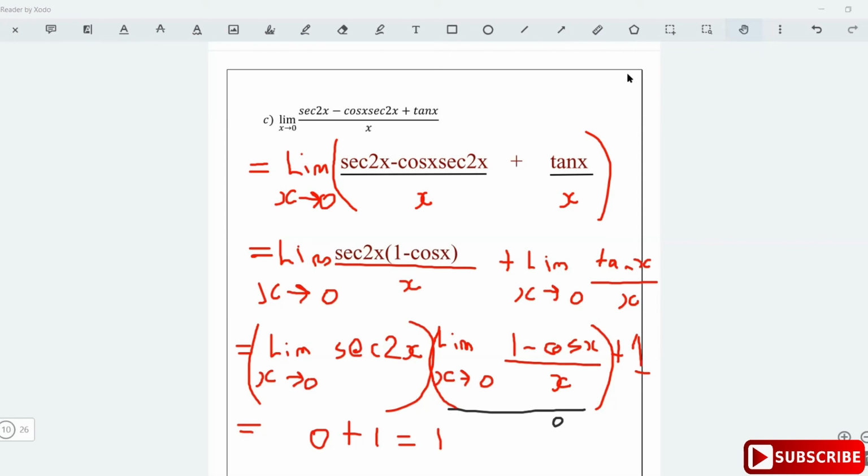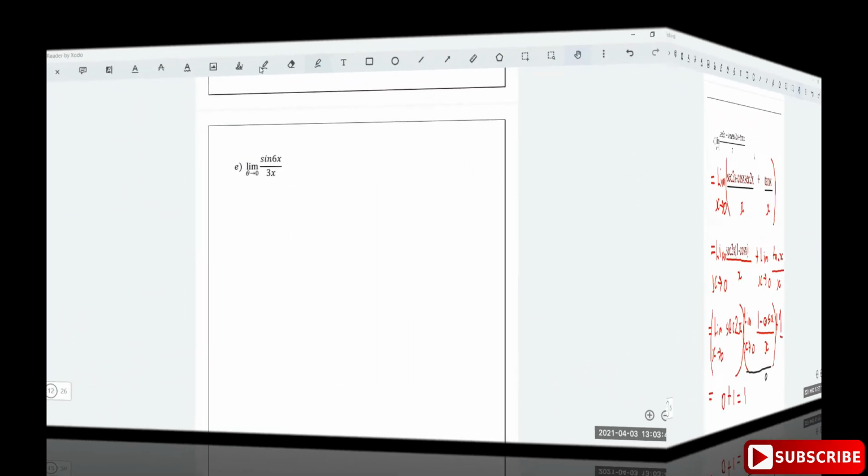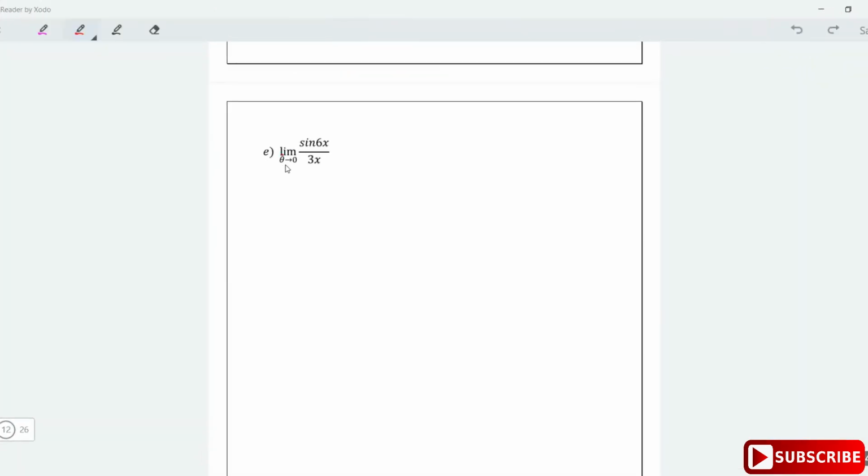So we're just going to type it in. This was what? Sec 2x minus cos x over x. This says theta, but it should have been x right here. Divided by the limit as x approaches 0 of sine 6x over 3x. So we need a 6x. To get a 6x, we're going to have to multiply the numerator and the denominator by 2.